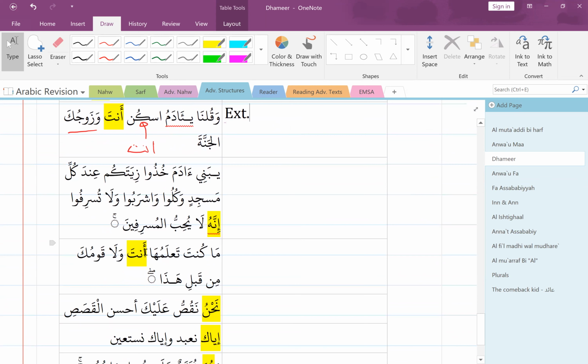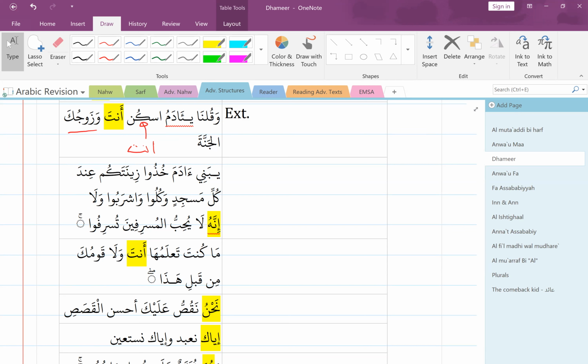Okay. This is fact of the matter. Innahu, fact. So you see this whole sentence, Ya bani Adama khudu zinatakum. Oh, I think I made a mistake there. It's supposed to be zina, so zinatakum عند كل مسجد وكلوا واشربوا.